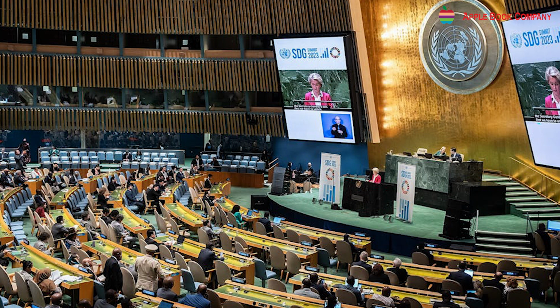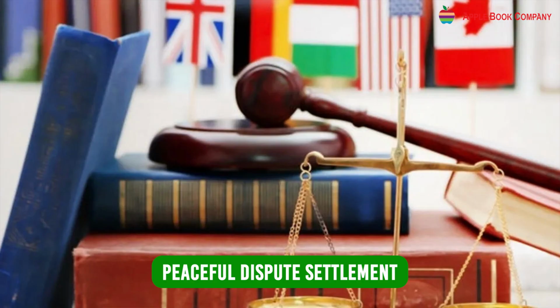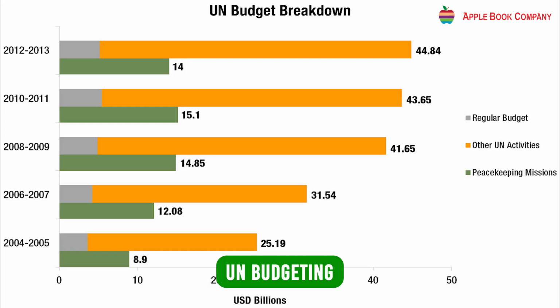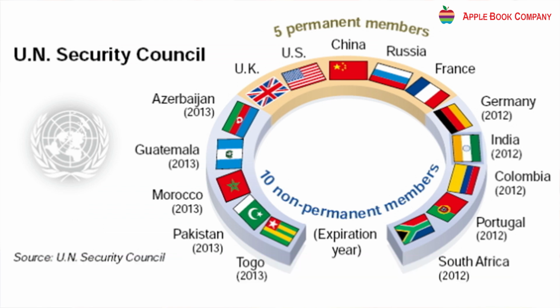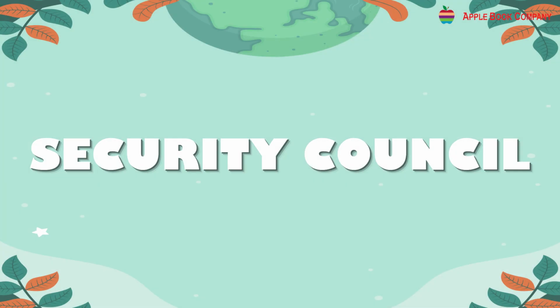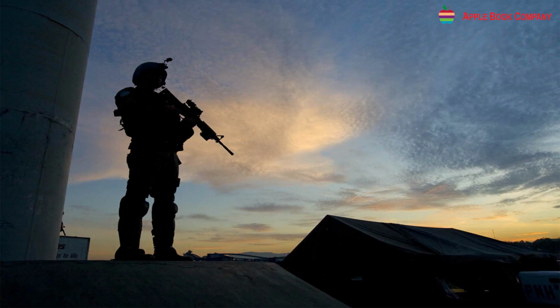Important tasks like addressing international issues, peaceful dispute settlement, UN budgeting, and appointing non permanent members of the Security Council are taken by this assembly. Security Council. The Security Council is an important UN organ. It is responsible for making decisions on international peace and security.